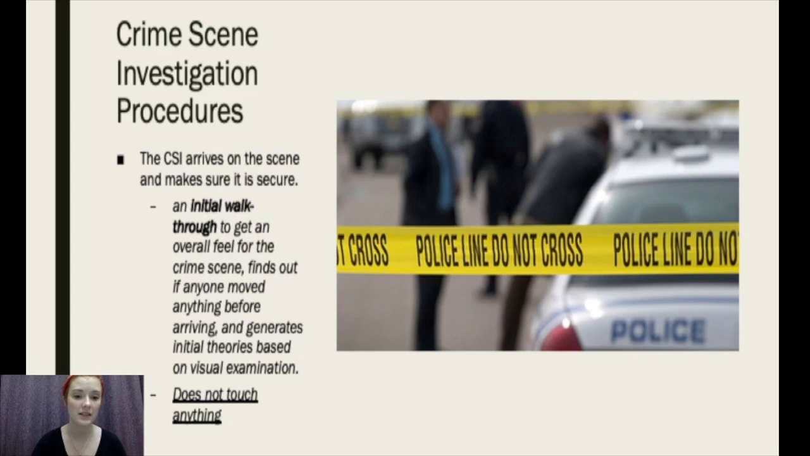So more specifically, they check if anyone moved anything before arriving, and they also are responsible for generating initial theories based on visual examination. Now, you can't go too far with this because if you walk into a crime scene and immediately think this person did it, you might now have that lens when you look at all of the evidence. So it's important to have an open mind when you walk onto a crime scene.